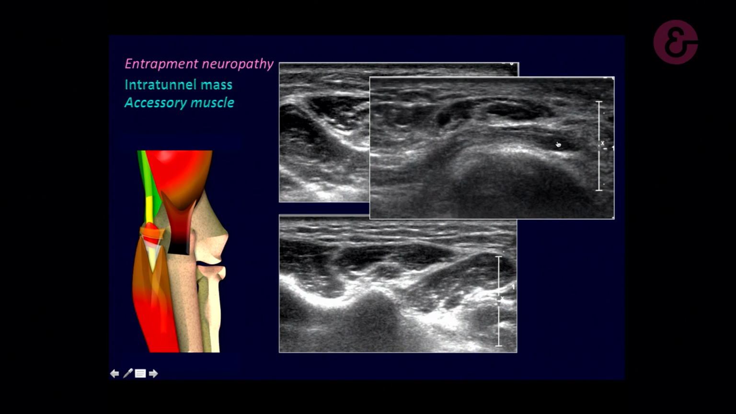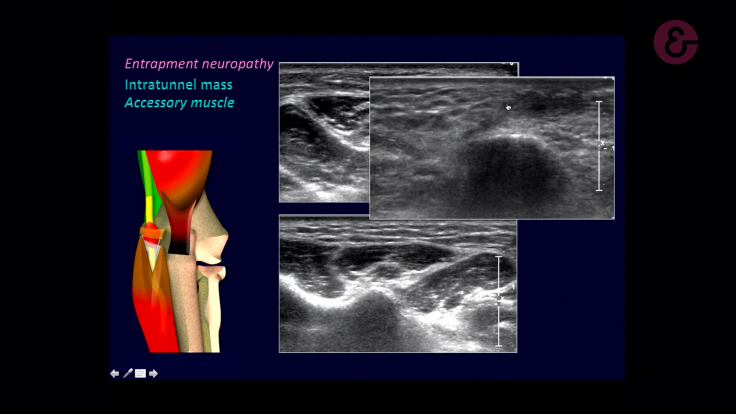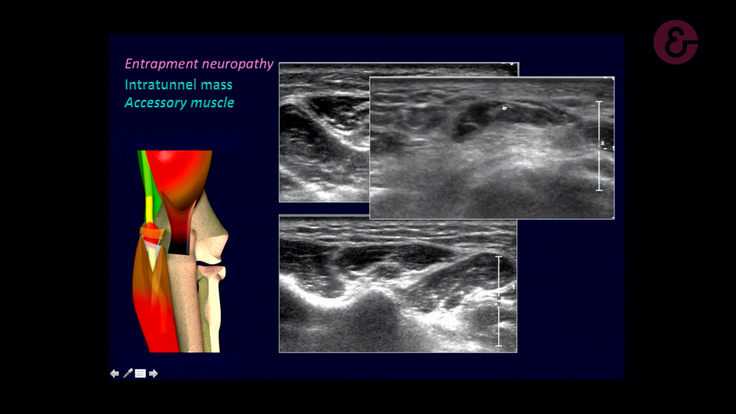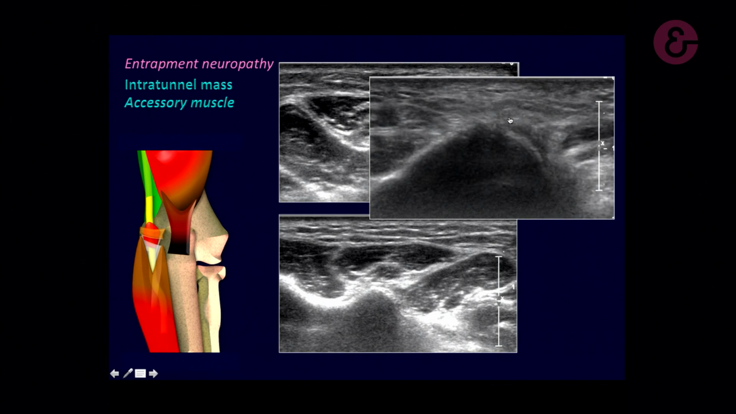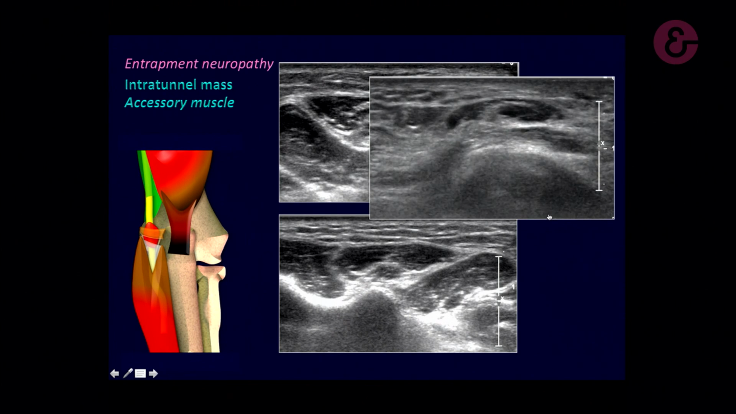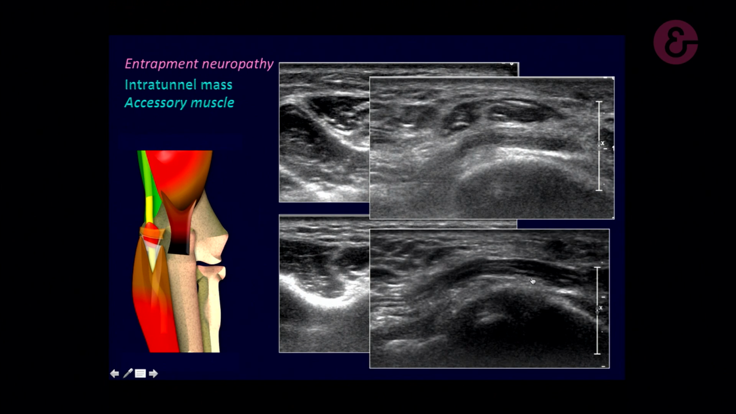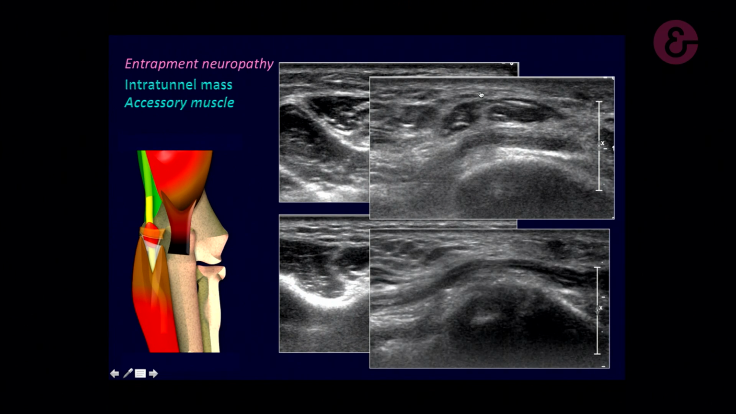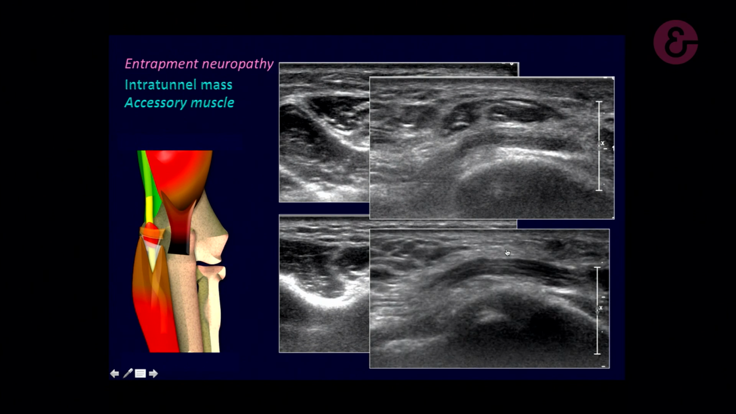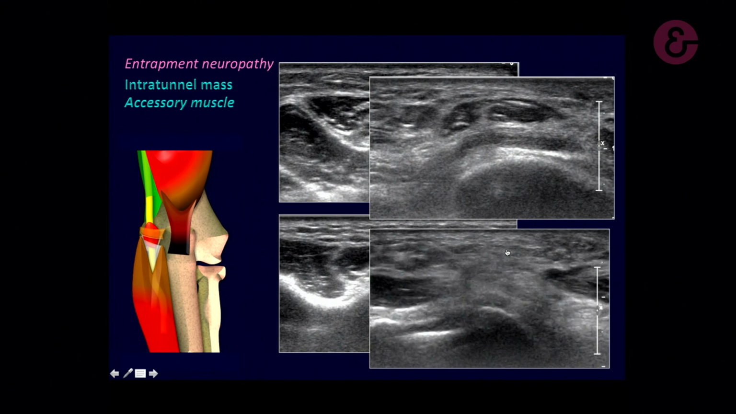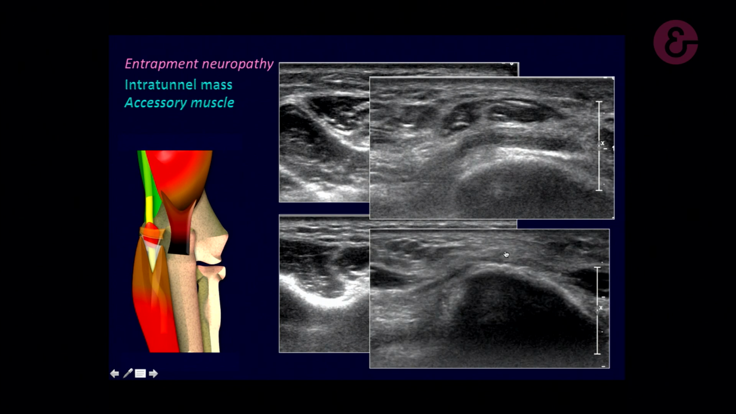You can see the ulnar nerve and the anconeus epitrochlearis muscle located superficial to the nerve. And you can move from one side to the other just to judge this muscle. And you can compare with the other side, no muscle on the other side, the nerve, once again, no muscle. The muscle is here, no muscle here. So we can tell the surgeon, this is an accessory muscle.